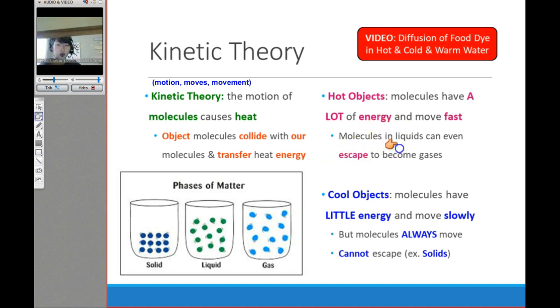What's this process called where we go from a liquid to a gas? Tell me in the chat box. For example, on a hot day, you have a puddle of water and then it becomes a gas, begins to disappear. Not really disappear, but it looks like it. Yeah, it's called evaporation. Exactly.